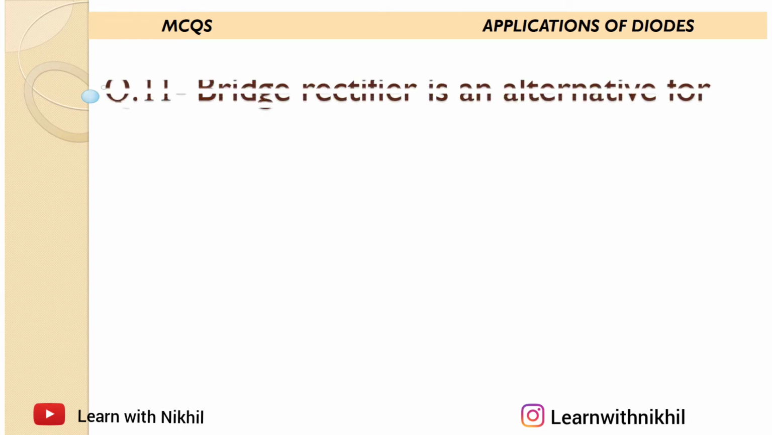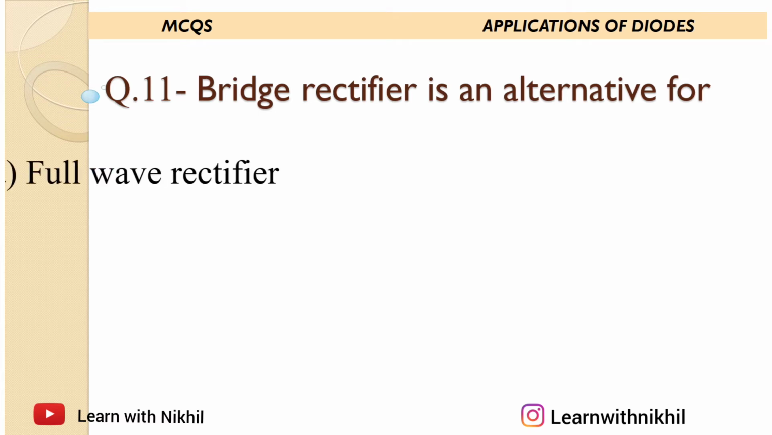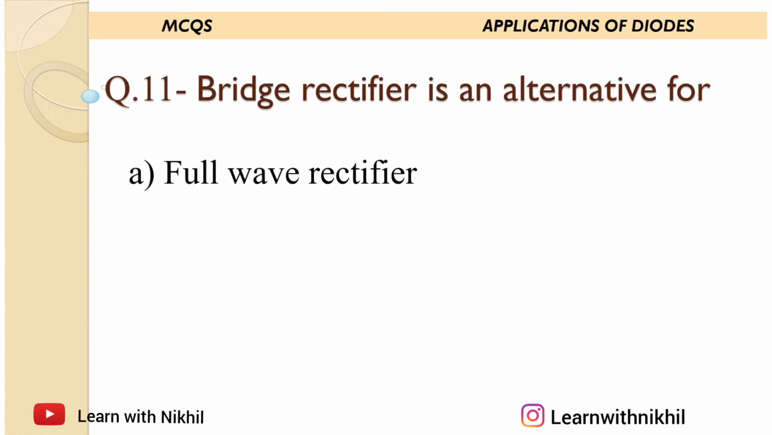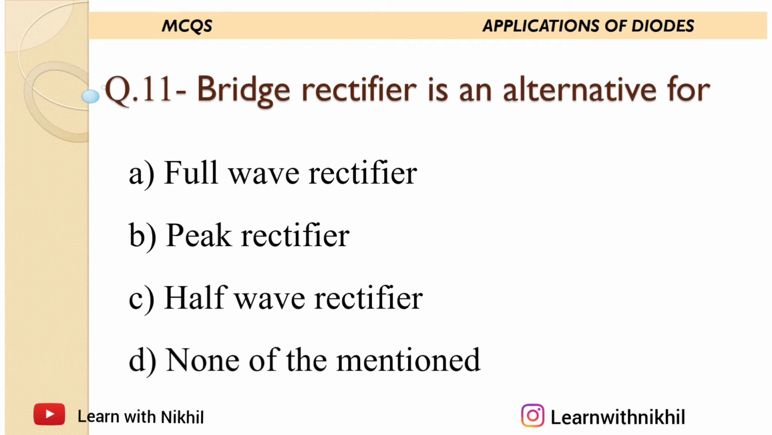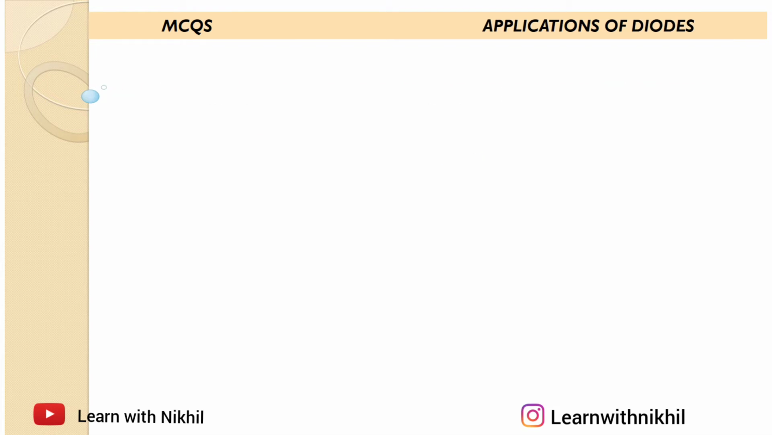Next question. Bridge rectifier is an alternative for A. Full wave rectifier, B. Peak rectifier, C. Half wave rectifier, or D. None of the mentioned above. And the right answer is, bridge rectifier output looks similar to full wave rectifier.